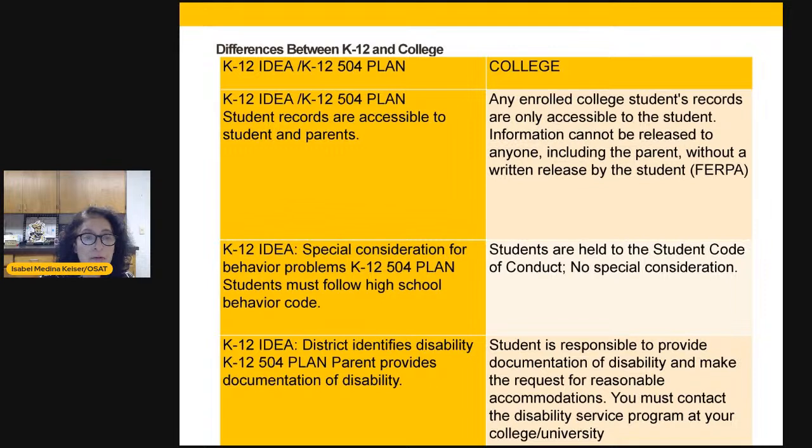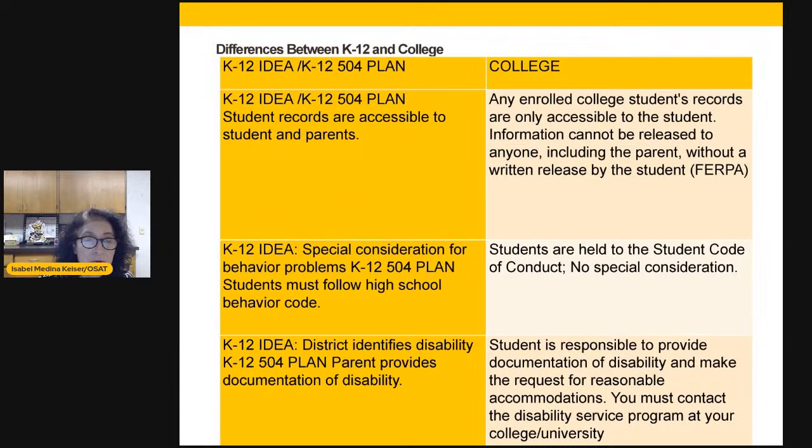In K through 12, the students' records were accessible to the students and parents. In college, only the student has access to that. You couldn't even call our office. We can't even say, yes, the student is registered with our office unless a FERPA release has been signed. So it's really important that if you're wanting that information, that the student signs the FERPA release so that we can talk openly about any concerns that you may have with the student.